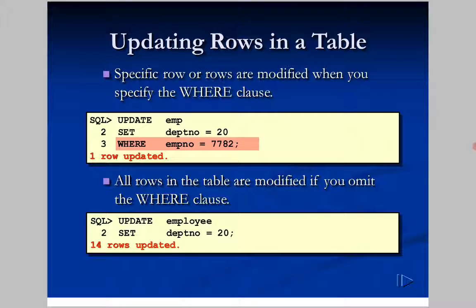So the example is UPDATE table name, UPDATE EMP, SET some field name or column name equals to some value. So UPDATE EMP, SET department number equals to 20, WHERE some employee condition, employee number equals to some value. All rows in the table are modified if you omit the WHERE clause. So UPDATE employee, SET department equals to 20.